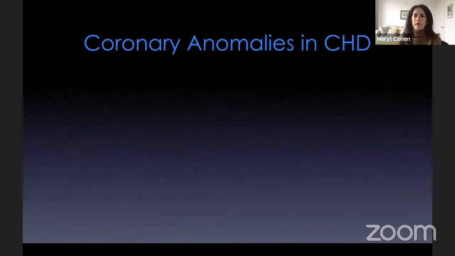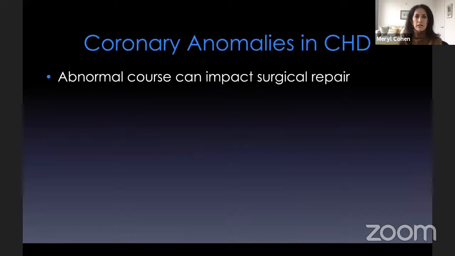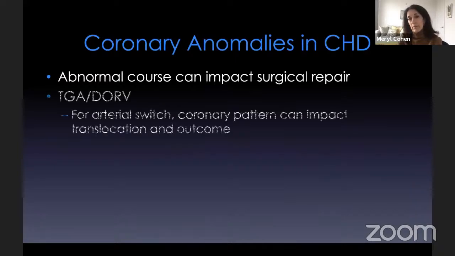And then what about coronary arteries in congenital heart disease? An abnormal course of a coronary artery can impact surgical repair. So specifically in transposition and or double outlet right ventricle, if you're performing an arterial switch, the coronary pattern can impact translocation of the coronary arteries and outcome.